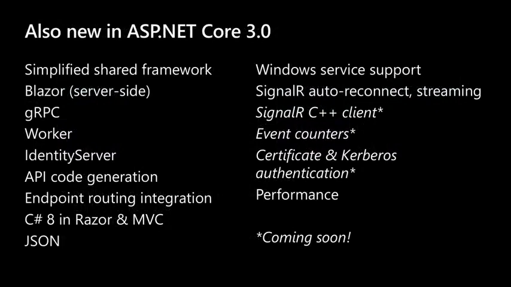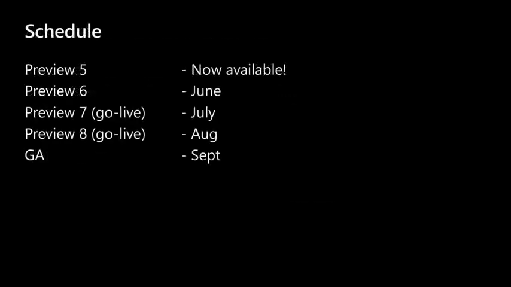This is all the stuff that's available in ASP.NET Core 3.0 that's coming. Some of it's already shipped in previews. Other stuff is still coming, like the certificate and Kerberos authentication. That's going to be coming. I'll let you guys check this slide out afterwards. I know a bunch of you are trying to take pictures of it, but I want to tell you about the schedule.